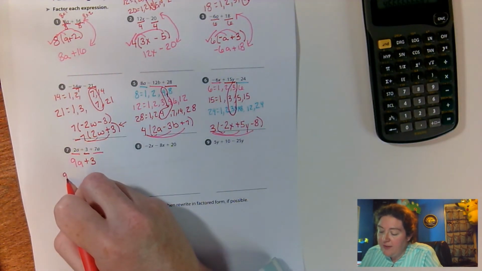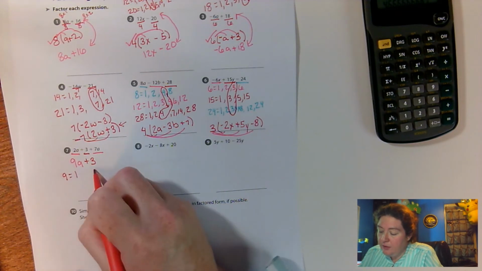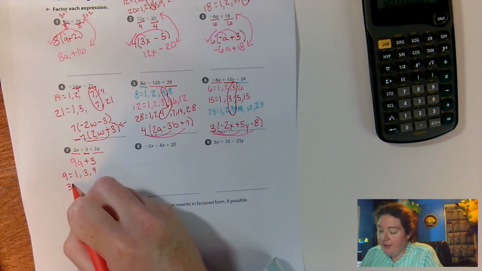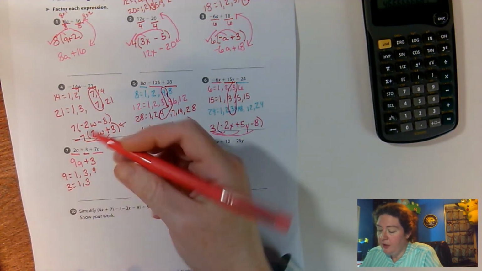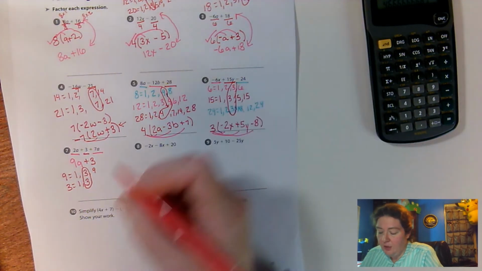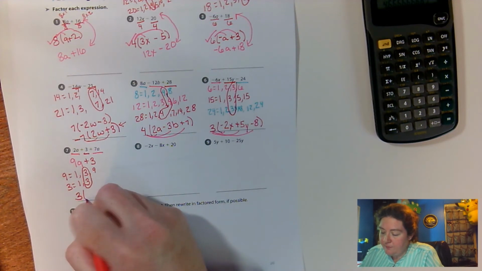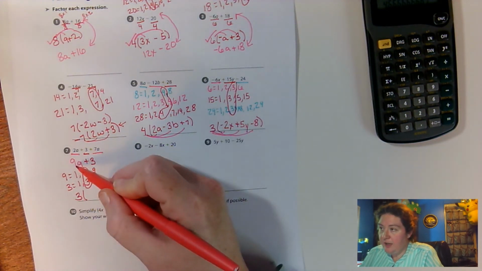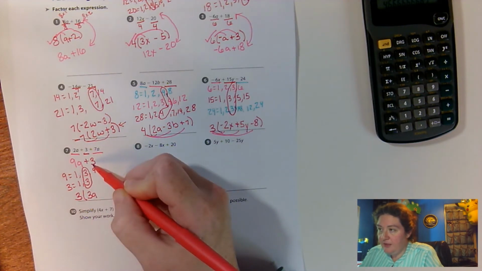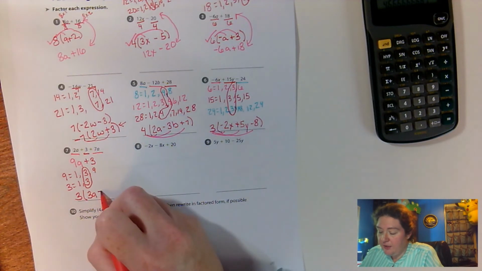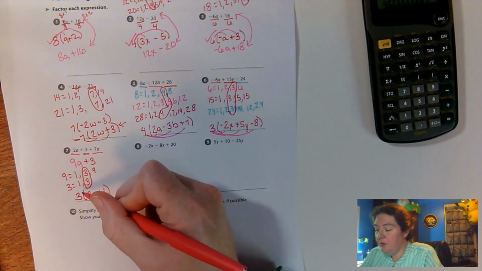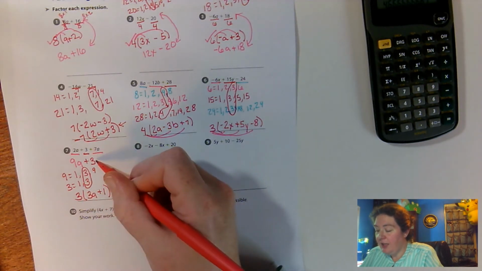I need to know my factors for 9. 1, 9, and 3. And my factors for 3, 1 and 3. The largest number they have in common are 3s. So I'm going to pull a 3 out. 9a divided by 3 leaves me a 3a. 3 divided by 3 gives me a 1. And again, I could distribute, multiply, steak dinner that out, and I will get the same answer.